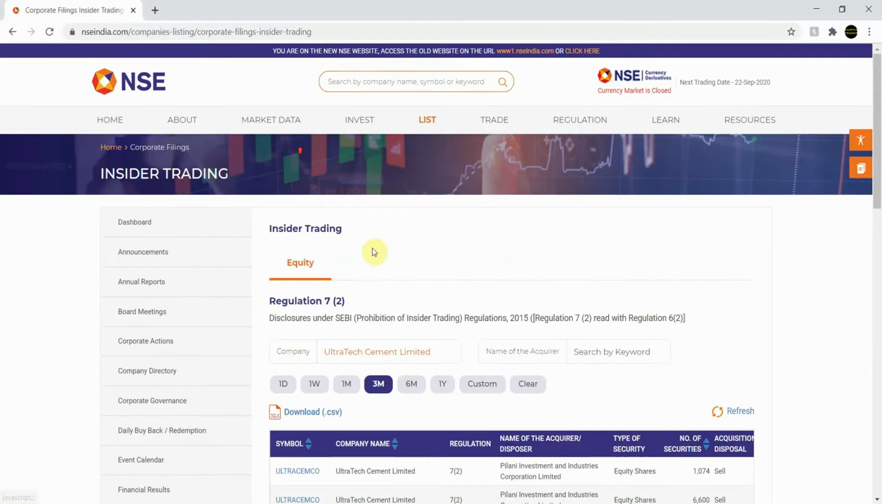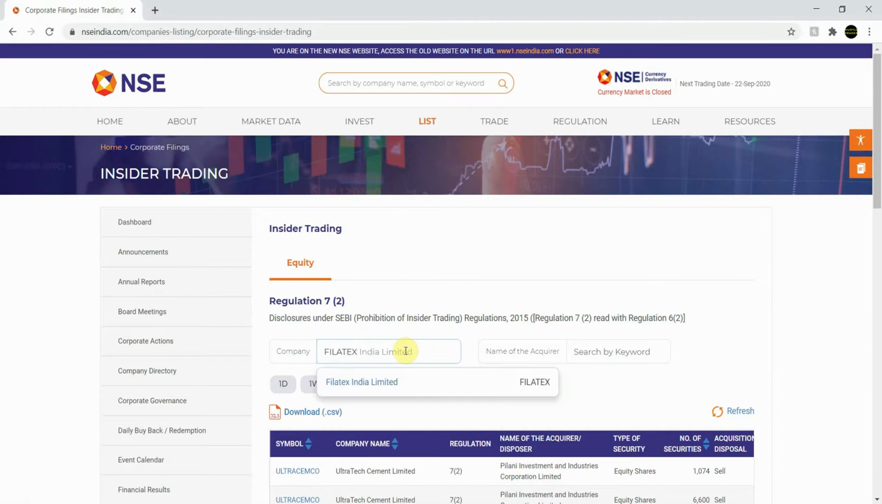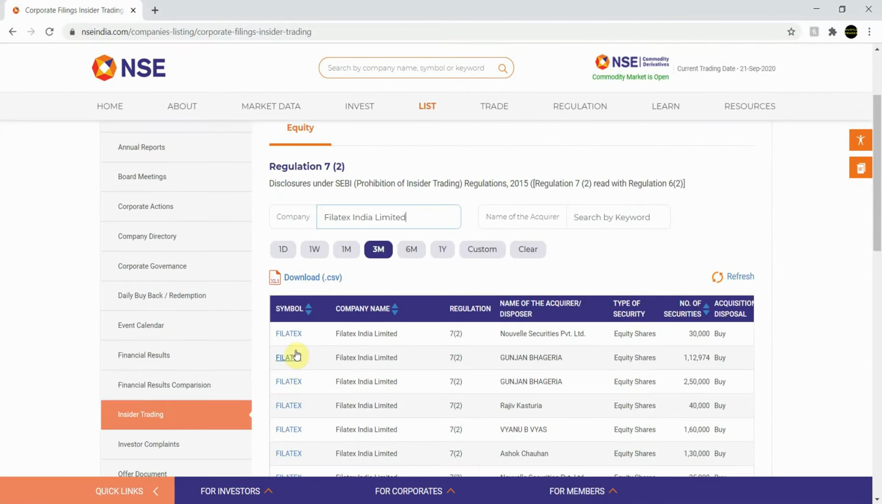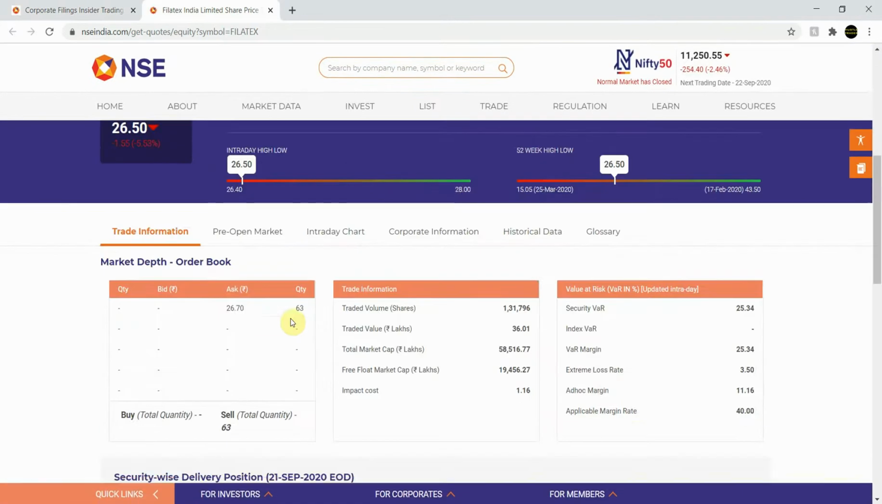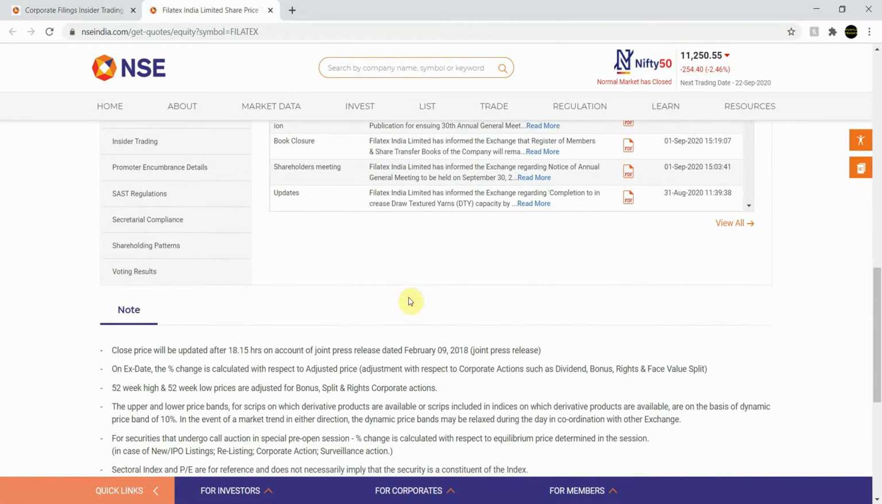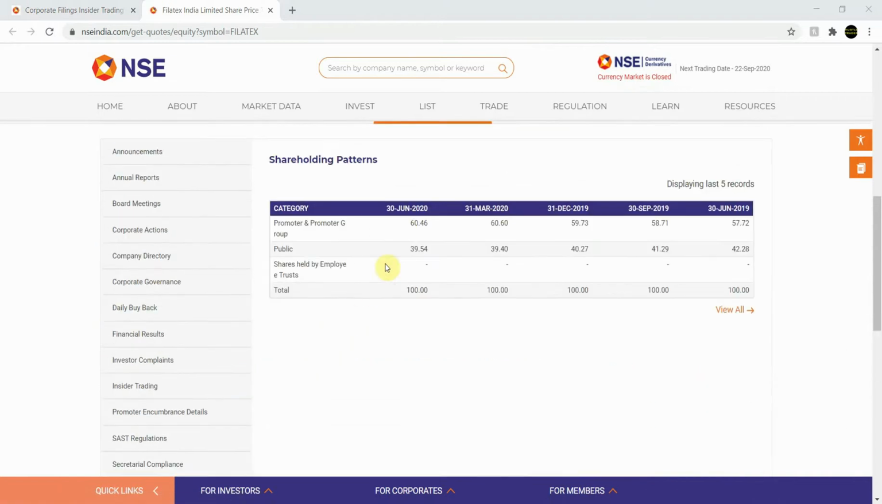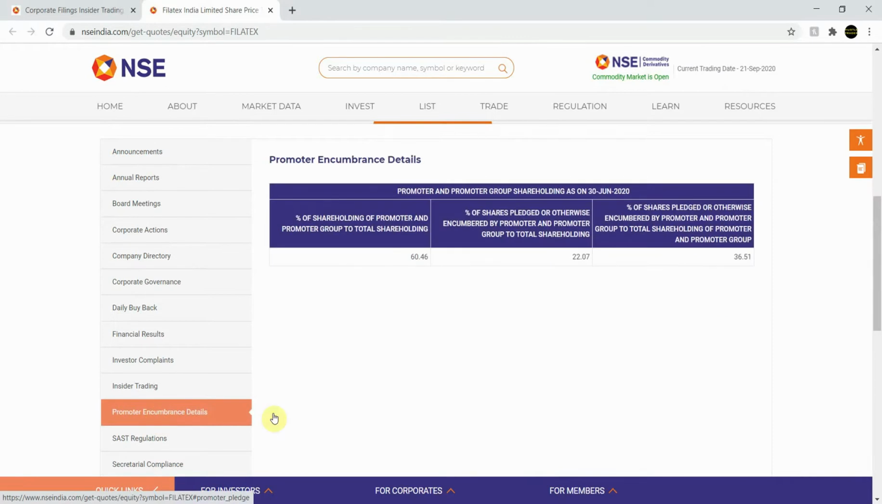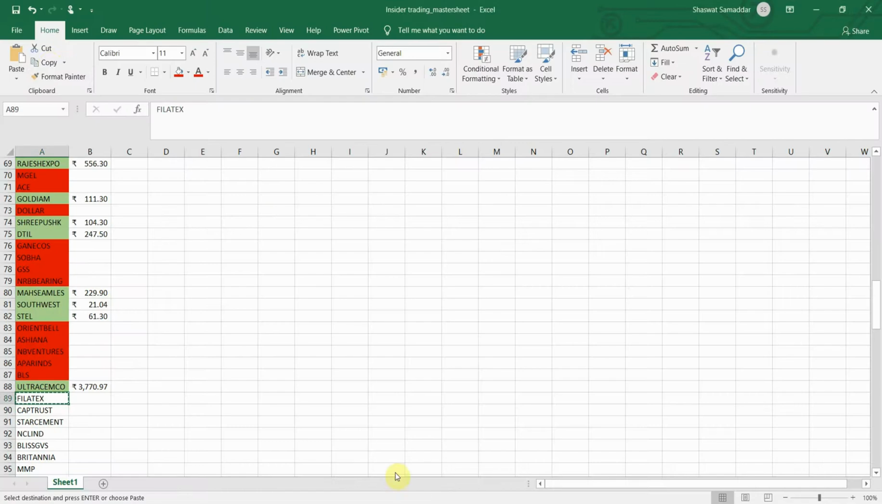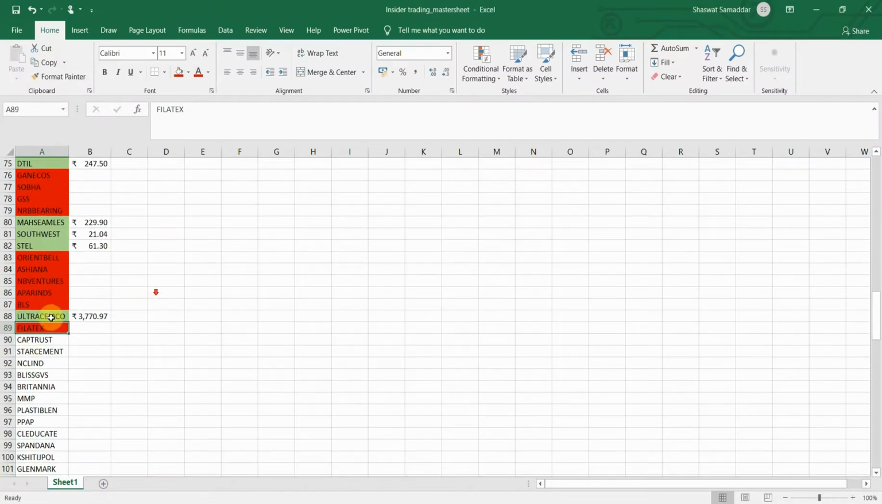I will copy it quickly. I will paste it in the company name, Philatex India Limited. I'll click on the symbol of Philatex. I'll go to the corporate information. I will check the shareholding patterns. In the shareholding patterns, you can see it's greater than 50%. Next, I will check the pledging. As you can see, the pledging is 36.51%, and according to my rules, I only take into consideration those stocks which have a pledging of 0%. So I'll go ahead and color code it as red.